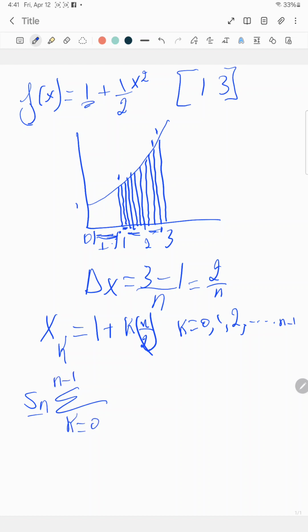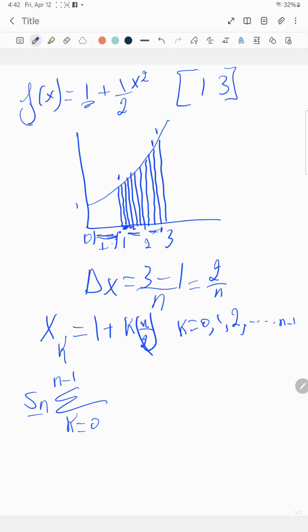So if k is equal to 0, I would start here. If k is equal to 1, I will add to it 2 over n: 1 plus 2 over n. If k equals 2, I will add this one and the one beside it. If k equals 3, I will add the one beside it. So my x of k is 1 plus k times 2 over n.